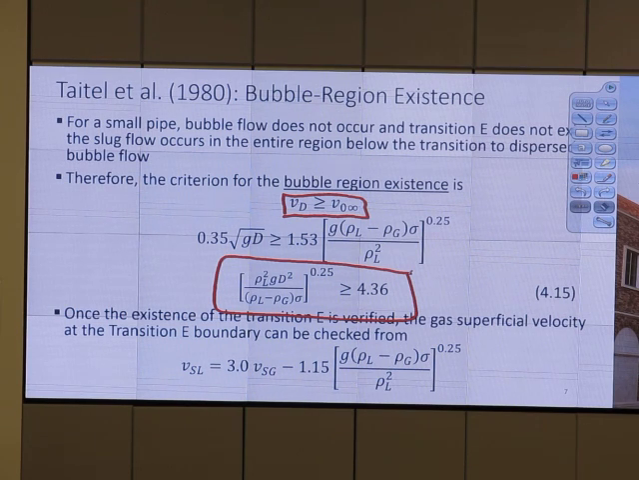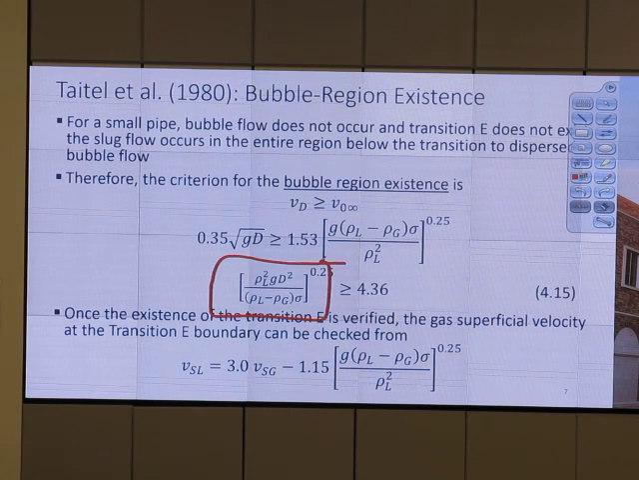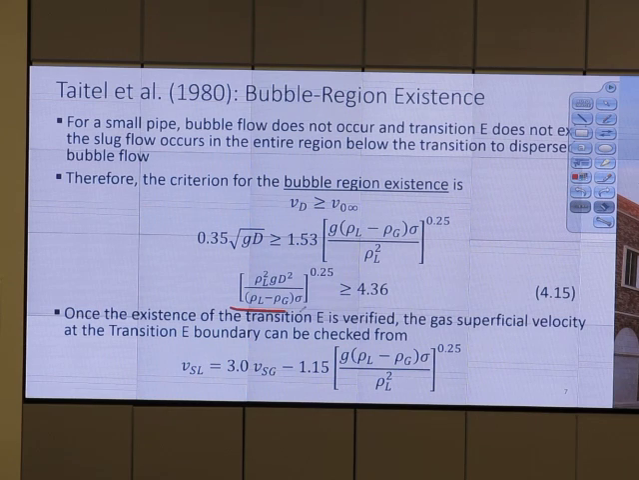So the first step is to check if the left hand side is greater than the right hand side or not. And this is in your book already, so basically it comes from that. When the left hand side is greater than the right hand side, then we can have transition E. So step 1, check if we can have transition E or not. Notice that this is just dependent upon fluid property and diameter. It doesn't depend on any velocity or anything, so we can calculate it right up front.